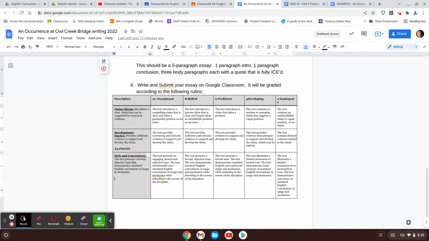So I'm looking to see that not only do you have 3 quotes minimum, but you also explain it. Now, just because ICE, the acronym we use, is 3 letters, that doesn't mean that each body paragraph is 3 sentences. Your explanation, where you explain the foreshadowing, should be more than 1 sentence. Otherwise, you're probably not going to do a great job, we'll say, and get this exceptional.